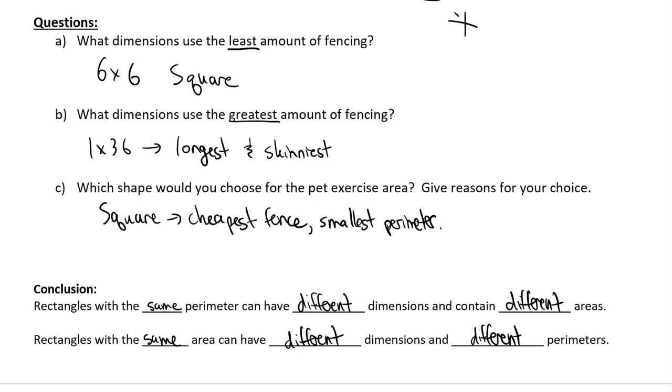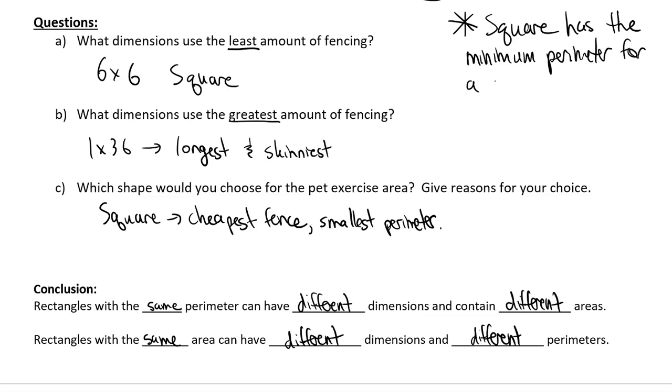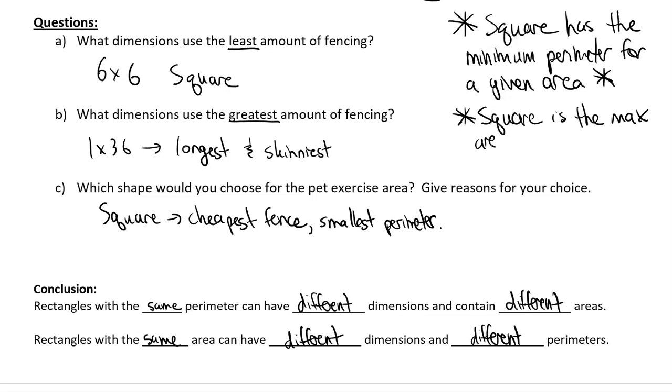Here's the main takeaway that you need to have from this section. You can put it right up here with a big star beside it. The square has the minimum perimeter for a given area. The square has the minimum perimeter always for a given area. Now this is if we need all 4 sides of the square. The other thing is that the max area for a given perimeter is also a square. A square is the max area for a given perimeter.